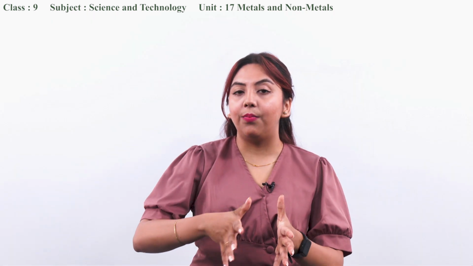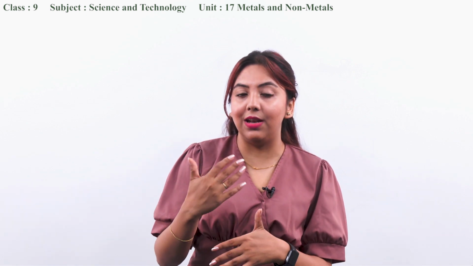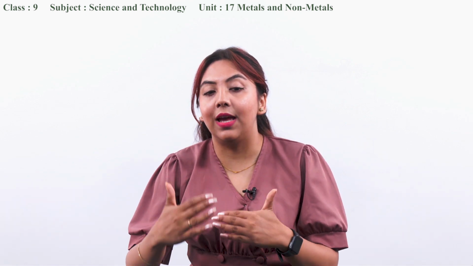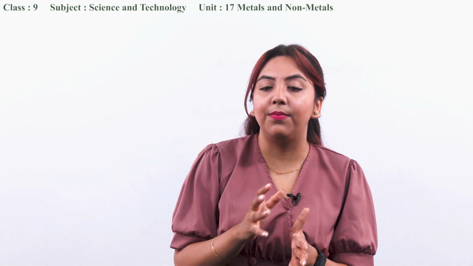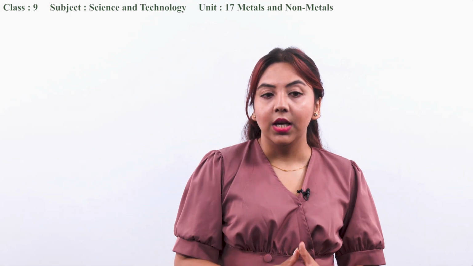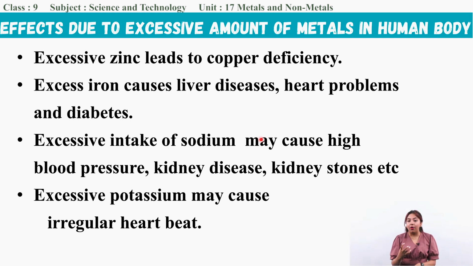Now we already studied the advantages of these four metals and how it will affect our body if we have a deficiency of those metals. Now let us study a few effects that might happen if we have an excessive amount of these metals in our body. So if we have excessive zinc in our body, then it will lead to copper deficiency in the body, and if we have copper deficiency, we will suffer from many diseases such as neurological problems, our body will be numb and our arms and legs will also weaken. So this is the effect of an excessive amount of zinc in the body.